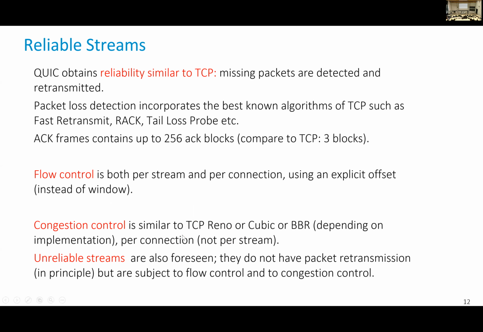Reno means we do additive increase, multiplicative decrease. We do that per connection, not per stream, which makes sense. We want to control the total traffic going from A to B. If there are 20 streams for displaying my web page, we should not have 20 connections. So we have only one connection, and the traffic on this connection is controlled globally.